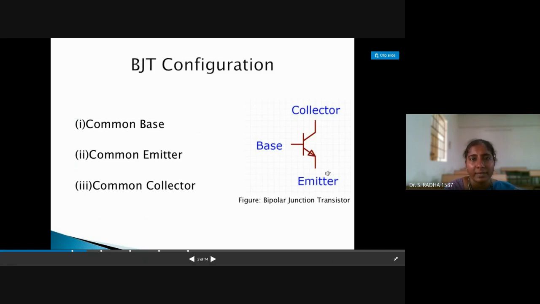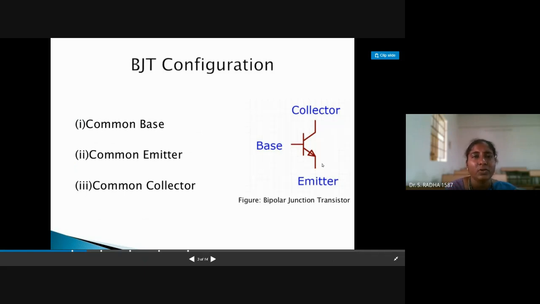BJT has 3 terminals. All these questions may come for viva. BJT will have 3 terminals: emitter, collector, and base. The arrow mark will be on the emitter always. The arrow mark points from P side to N side. So base is P-type material, emitter is N-type material, and the other one is also N-type material. This is an NPN transistor. PNP and NPN transistor.